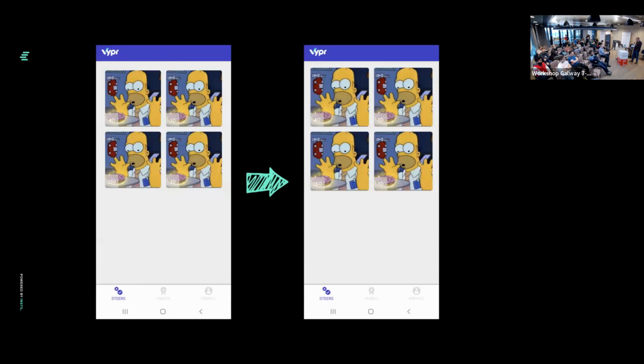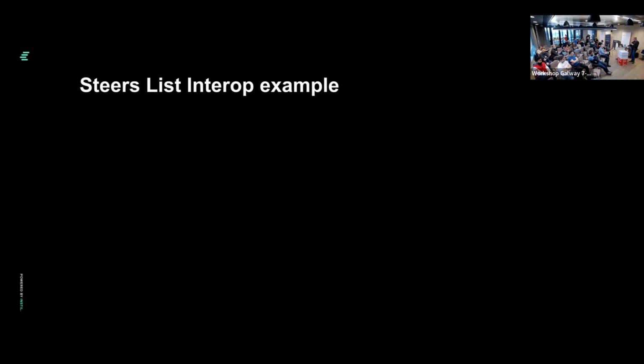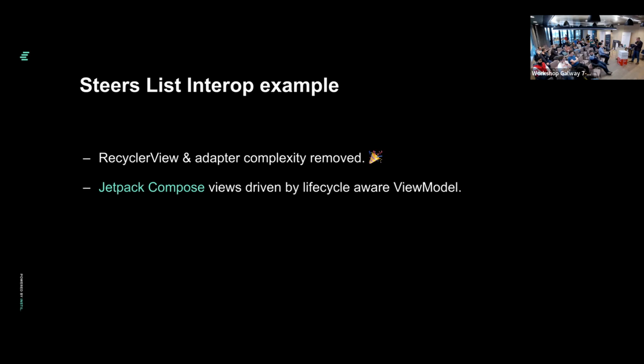So I think we're doing something right here. And in this example, folks, for anybody that's worked with the RecyclerView and the adapter, you have all of these different classes that you need to work with to try and produce a list of views that are efficiently rendered on the screen. So we're able to remove all of that. And because we're using Compose with a lifecycle aware view model, that's going to enable a nice testable implementation.